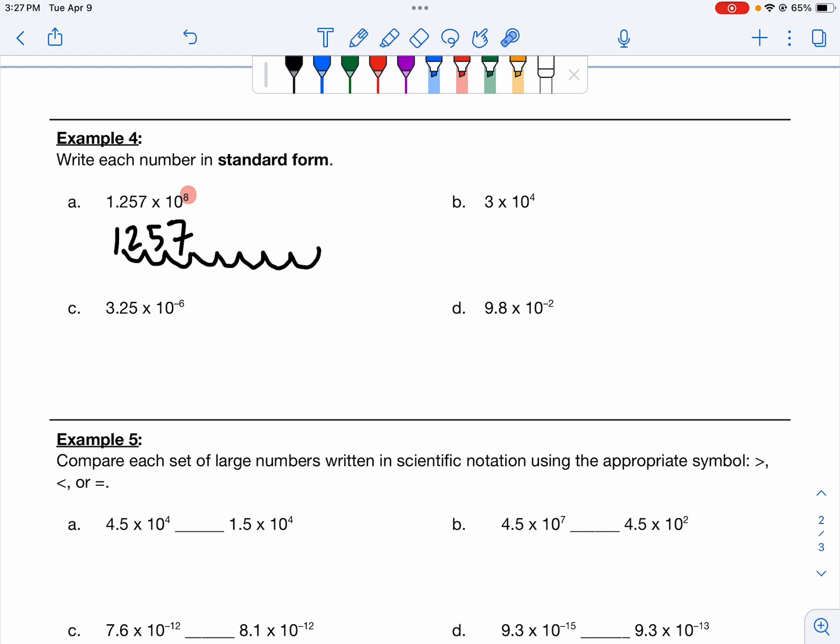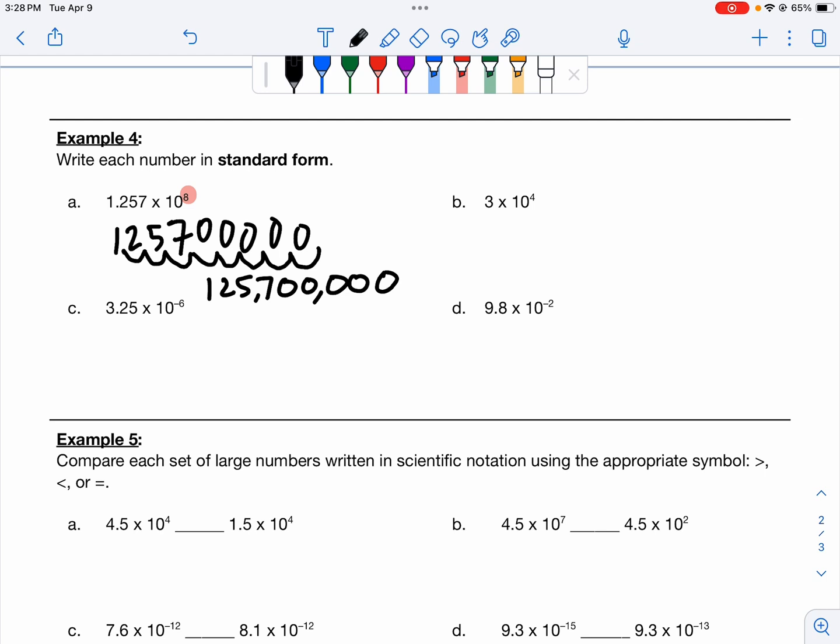So now, for every one of these spaces that I moved it, I'm going to need to add a 0 because we're multiplying by 10. So we're going to add 1, 2, 3, 4, 5 zeros. We don't add 8 zeros. We add 5 zeros because that's how many times we had to move the decimal place past that 7. So what we have here is 1, 2, 5, 7, and then 5 zeros. So if we were to talk about what this number actually is, we have 125,700,000. So that's the answer to that one.